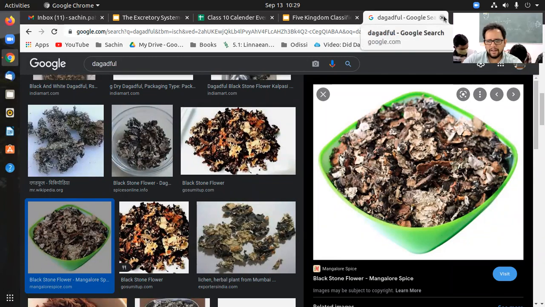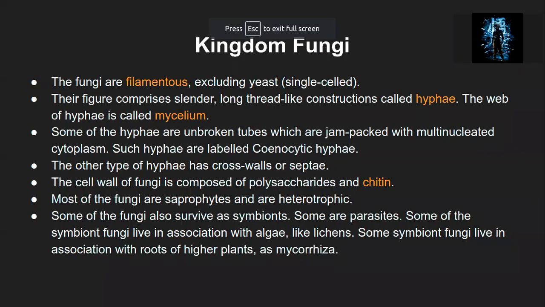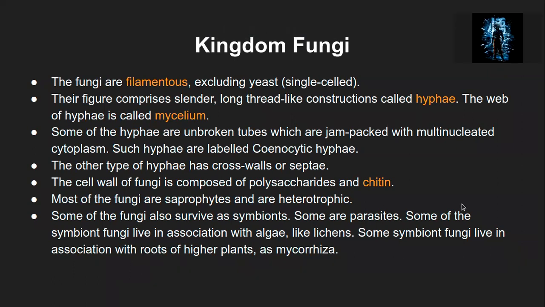There are some fungi which are edible, some are non-edible, some are poisonous. What will happen if you eat the poisonous one? Nothing will happen. So the mushroom that we eat is also a fungus, but it's edible.